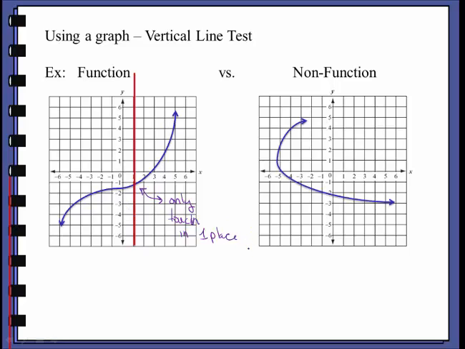If I have a non-function and I run my vertical line across, as you can see here and here, I'm touching in more than one place. So if my vertical line touches the graph more than once, it's not a function. And it could touch it twice or 10 times depending on what the graph looks like. But if it touches once, it is a function. If it touches more than once, it is not a function.